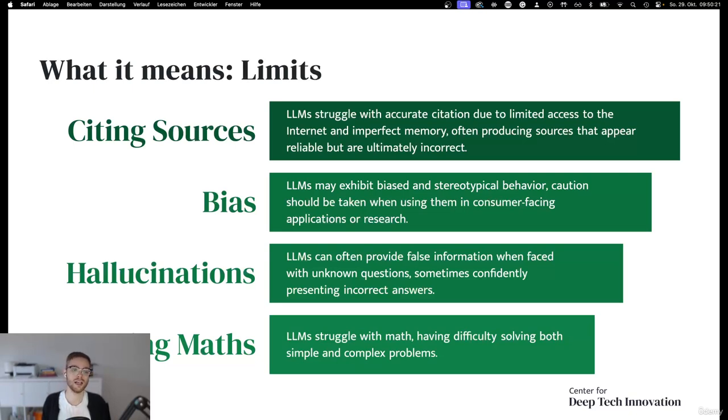I always say, take a large language model not as a thing that knows everything, but just as a calculator for words. You have to feed in all of the information that you would like to have processed, but don't let it just hallucinate stuff together.